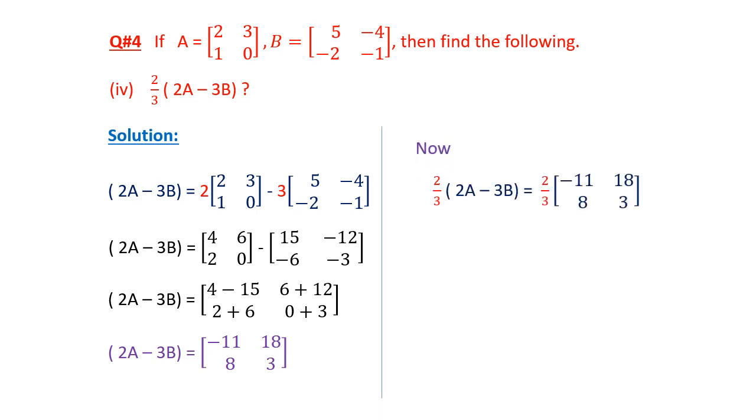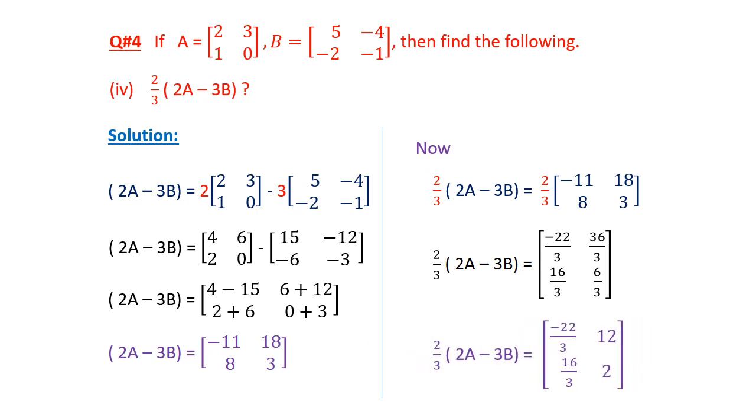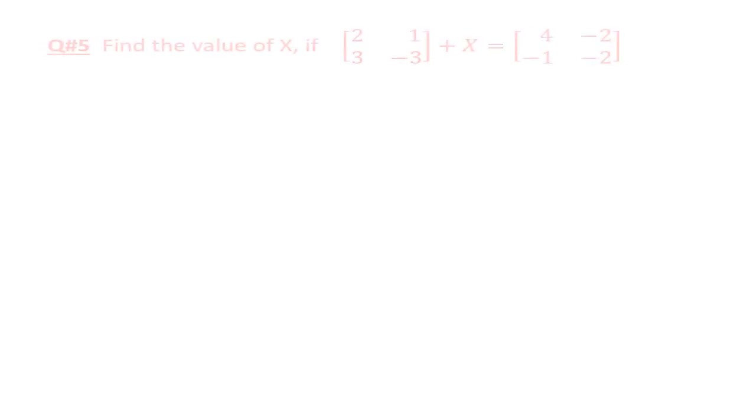Now we will multiply 2 by 3 to both sides and after multiplying 2 by 3 to each entry of the matrix on the right hand side and after simplification we have the final result.